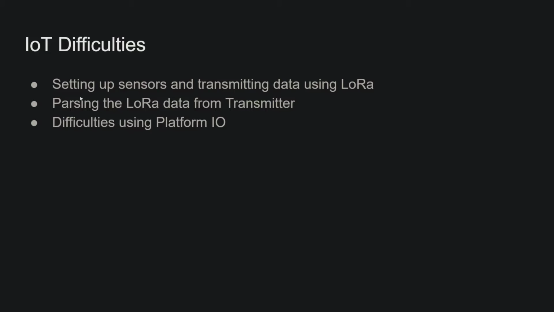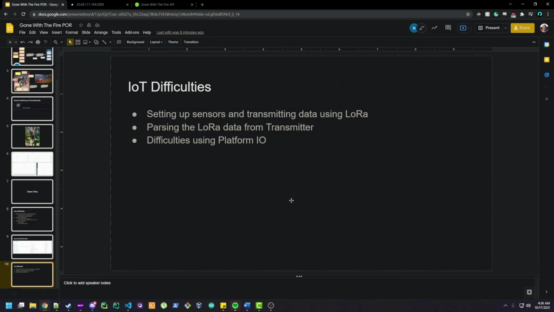Some of the IoT difficulties were issues with the sensors, especially the GPS module. Since we needed a satellite lock, it was easier to go outside and get that data. Otherwise, there was the parsing for the LoRa packets, since they are sent in as strings, so we needed to parse them. And then some difficulties with PlatformIO. All right.